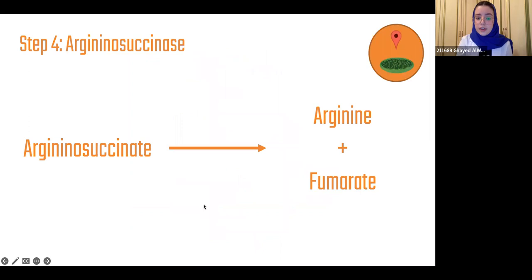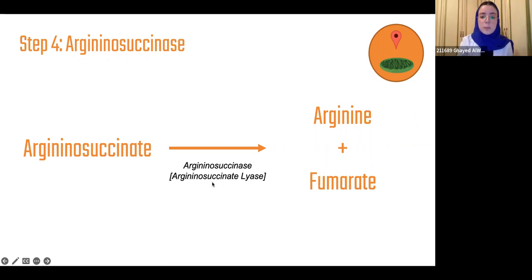And to break down our argininosuccinate, our enzyme is called argininosuccinase because it's breaking down argininosuccinate. However, another name for it that you might find in questions is argininosuccinate lyase. And they're both basically the same enzyme, so I put both names for you here just in case. And so when we're breaking this big molecule down, argininosuccinate, it's going to give us two molecules. It gives us arginine, which is this over here, and fumarate.